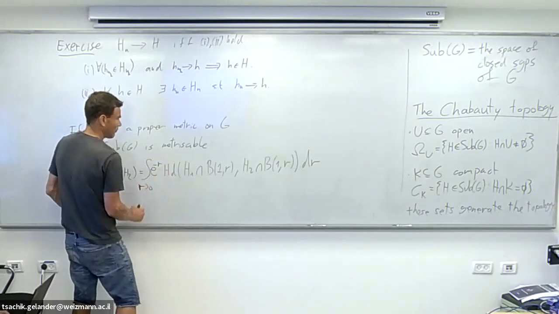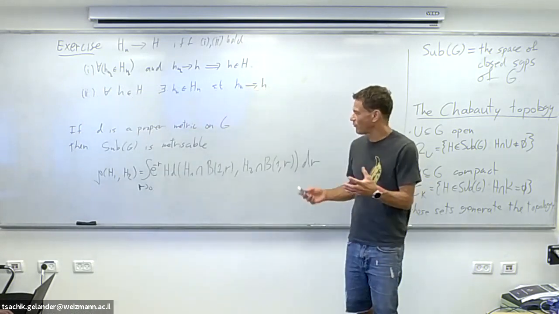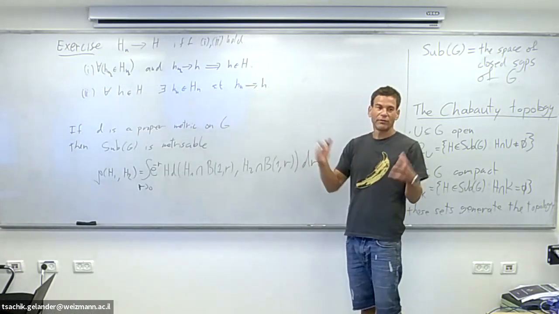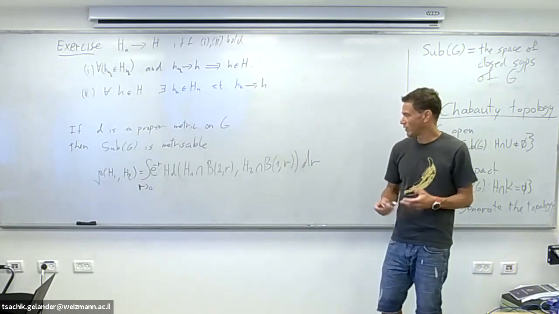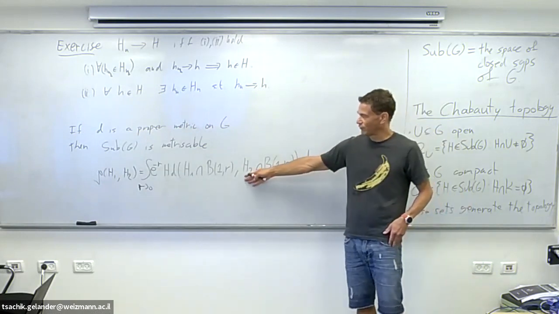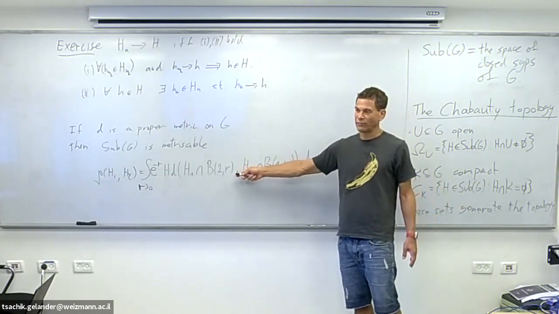So you see basically, two groups are close if their intersections with a large ball around the identity are close in the Hausdorff topology. So most of you know what Hausdorff distance is, right?